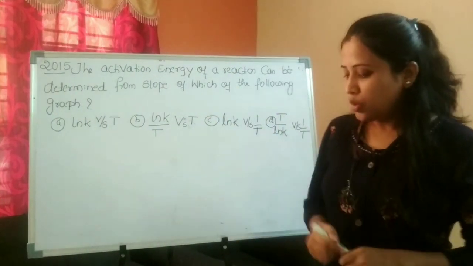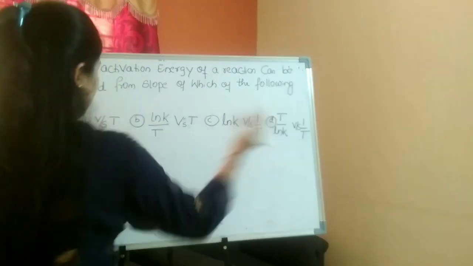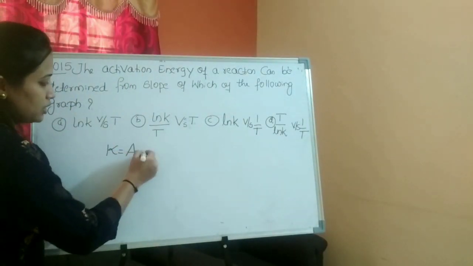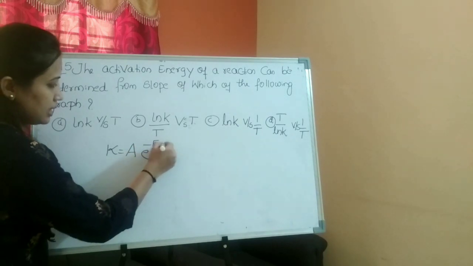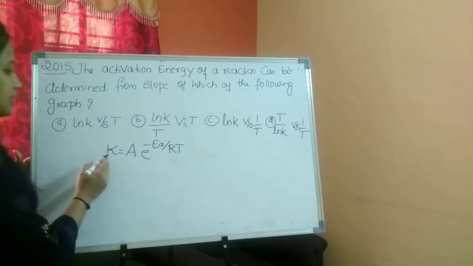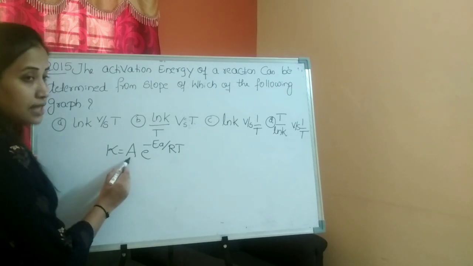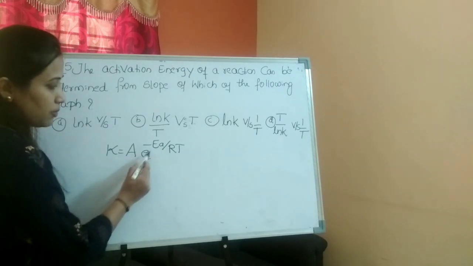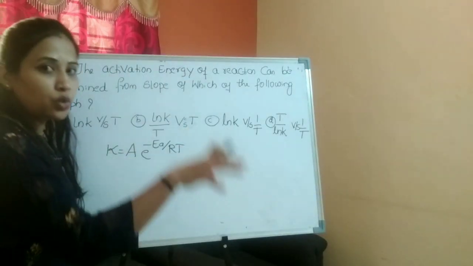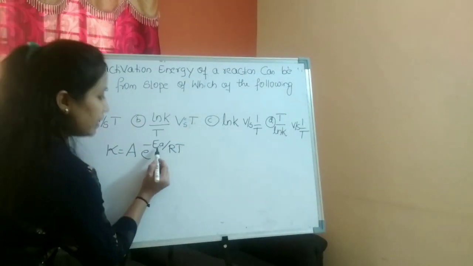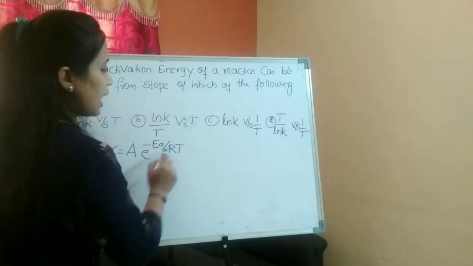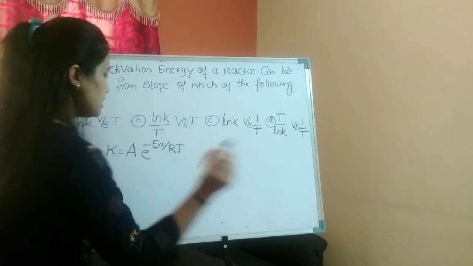Okay, so we know the Arrhenius equation for this activation energy, that is K is equal to A into e to the power minus EA by RT. This is what we have, right? Where K is the rate constant, A is the Arrhenius factor, e to the power minus EA by RT is nothing but the fraction of molecules that are undergoing collision, where EA is the activation energy, R is the gas constant, and T is temperature.